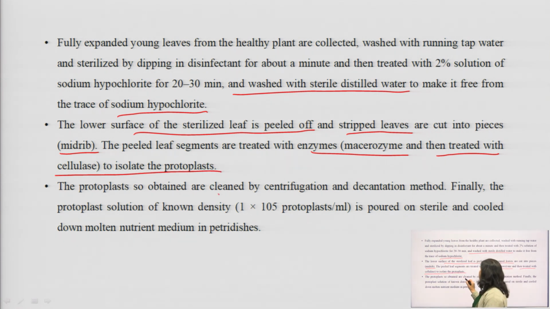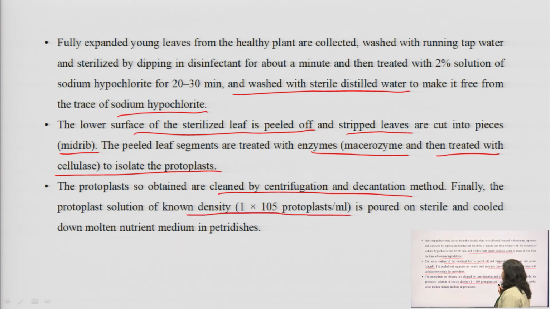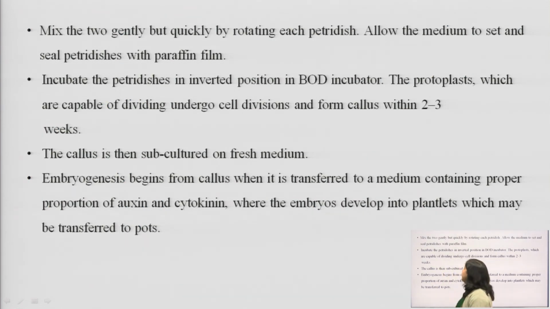The protoplasts so obtained are cleaned by centrifugation and decantation. Finally, the protoplast solution of known density, that is 1 x 10^5 protoplasts per ml, is poured on the sterile, cooled molten nutrient medium in Petri dishes. So, the plating is done. Now, we mix the medium and the protoplast mixture nicely, gently rotate it, allow it to set, and finally we seal the Petri dishes with paraffin film.